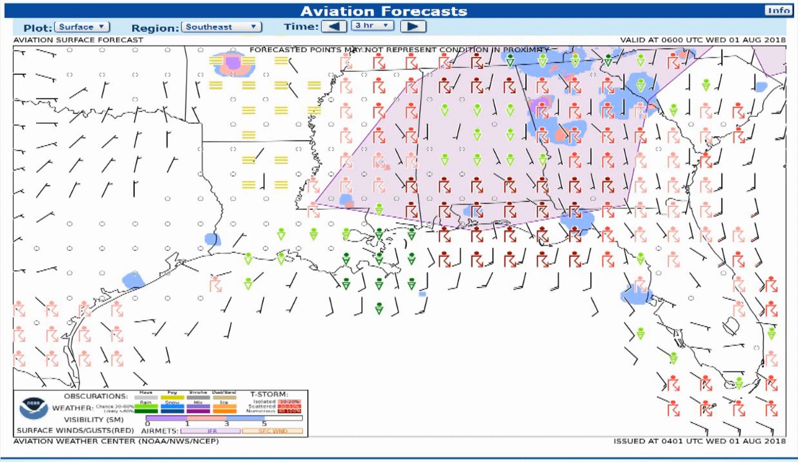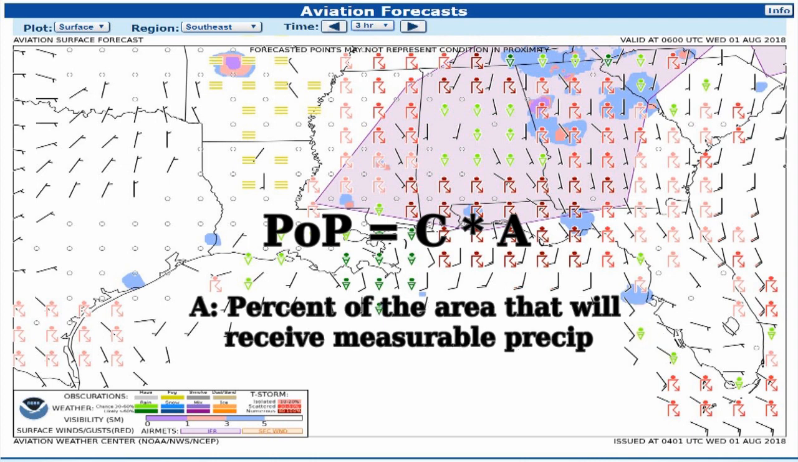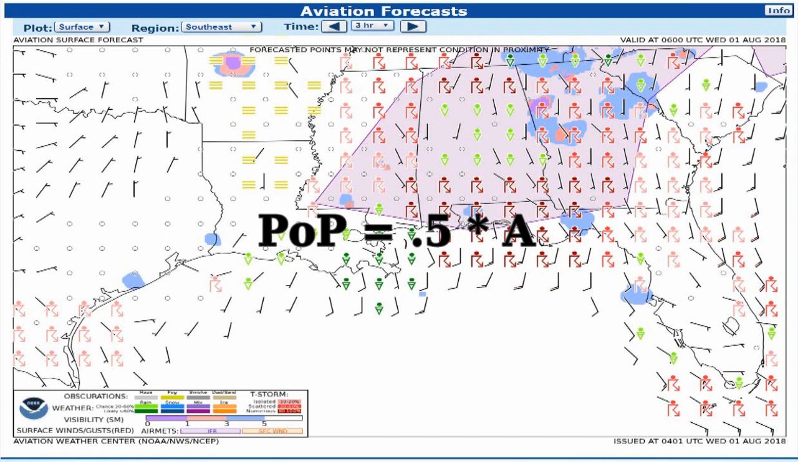Bit of advice. Chance of rain does not mean what you think it means. Chance of rain, or probability of precipitation, is a product of this complicated mathematical formula. C is the confidence that precip will occur somewhere in the forecast area. A is the percent of the area that will receive measurable precipitation. If the forecaster is only 50% sure that rain will occur, and if it does occur it will produce measurable rain over 80% of the area, then the chance of rain is 40%.